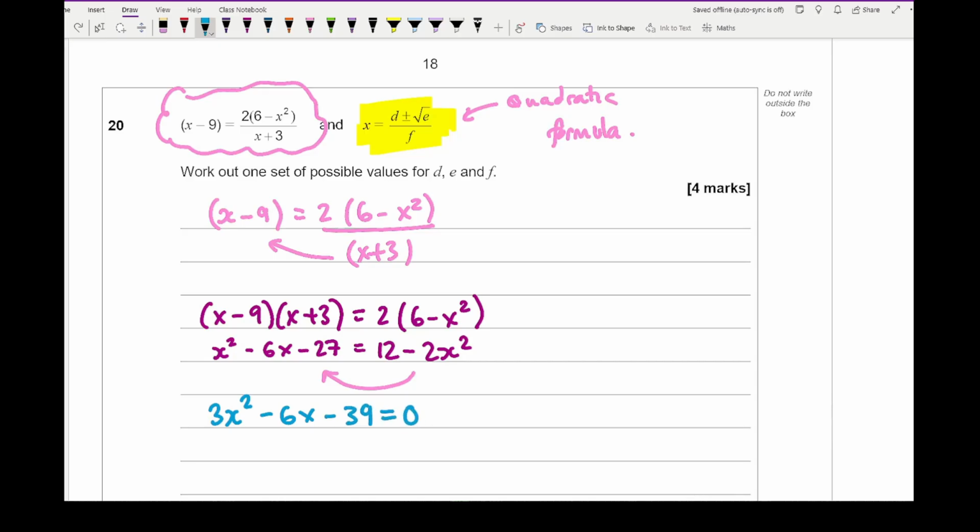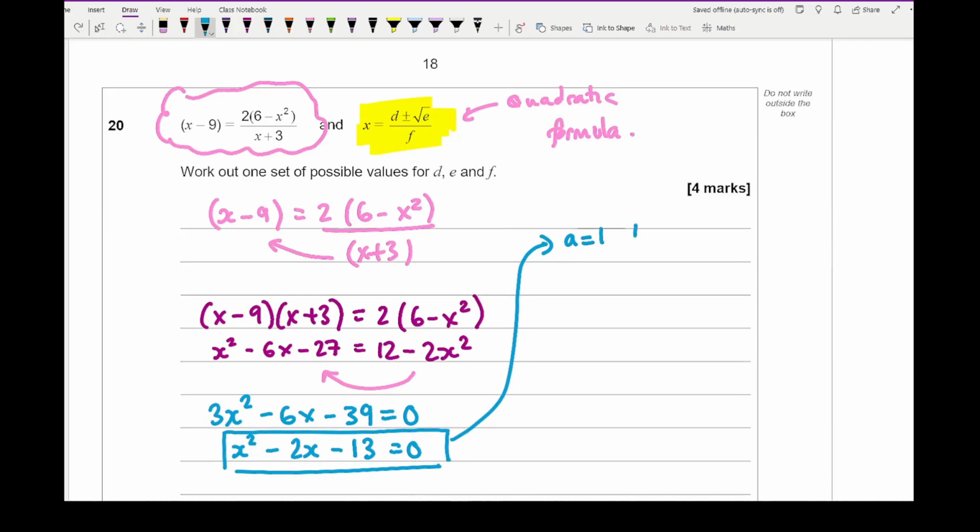Now to make life a little bit easier, one thing I do notice is that all of those coefficients are divisible by 3, so that's going to be x squared minus 2x minus 13 equals 0. So taking this and using the quadratic formula, we've got a equals 1, b equals minus 2, and c equals minus 13. Now I just need to be careful with those minuses. So what I've got is minus minus 2 plus minus the square root of minus 2 squared minus 4 times a times c, all over 2a, which is 2.